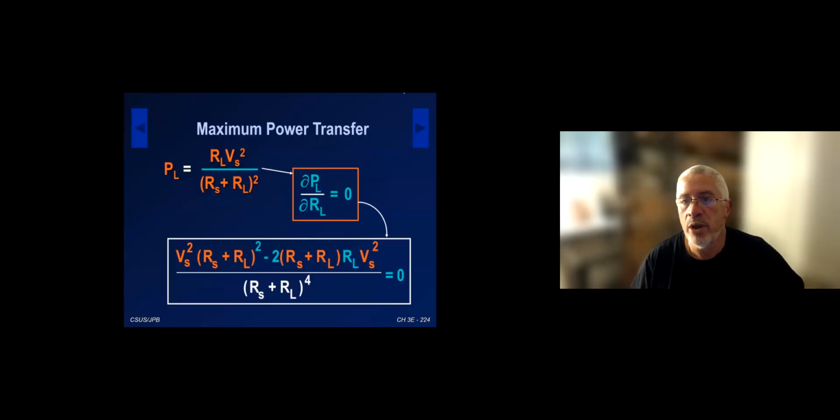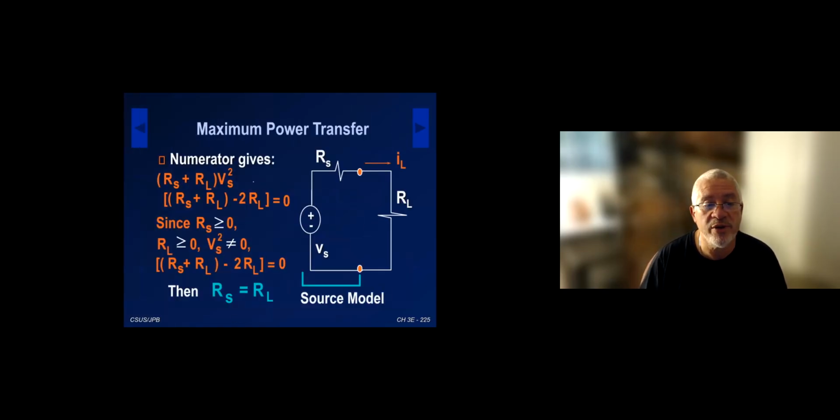I'm not showing you the circuit anymore, but I'm hoping you have it in your mind. This is the power function PL, written in terms of what I had written here. My challenge is to take the derivative of PL with respect to RL, set it to 0, and solve for RL. That gives me this. This is the derivative I found: the derivative of the top multiplied by the bottom minus the derivative of the bottom multiplied by the top. If I'm setting it to 0, the denominator doesn't matter, so I'm basically setting the numerator to 0.